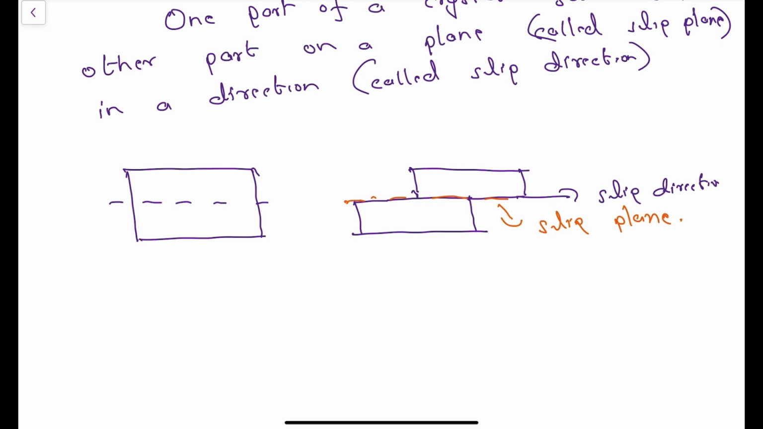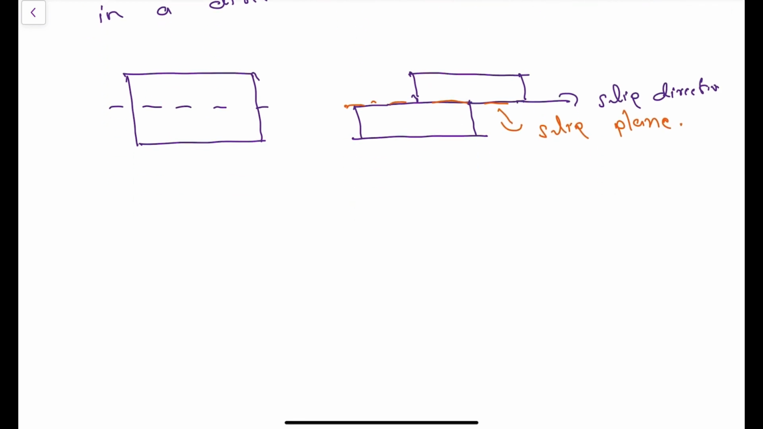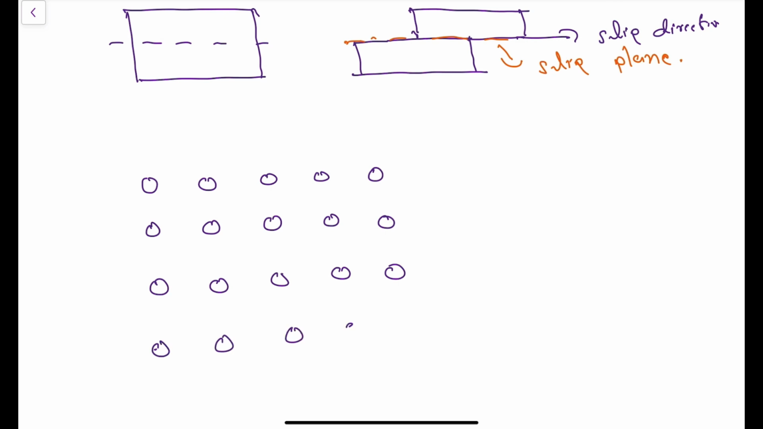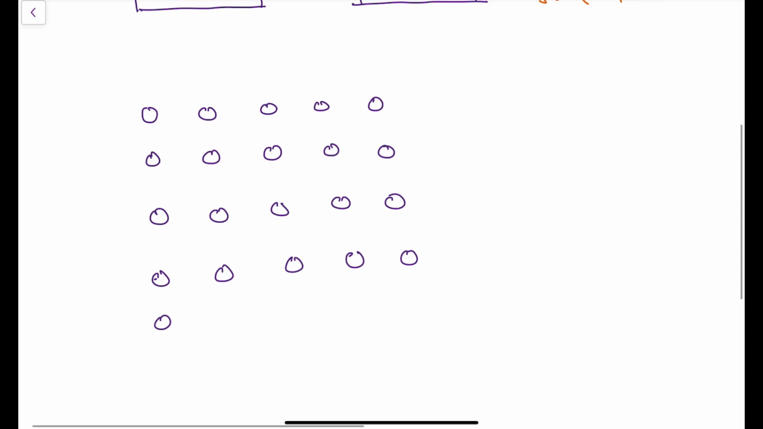Now let us look at what a bond change is. Let us look at an atomic level. What happens to the slip? We will investigate the atomic structure here. If you look at this atomic structure, you can see how a crystal structure looks. Let us draw it like this. So this is how the structure is.